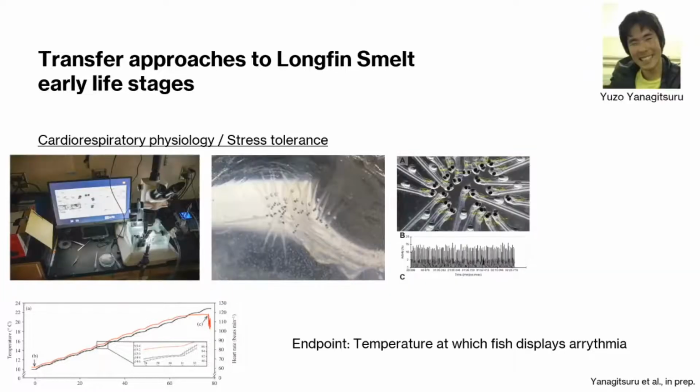So Yuzo and I developed a setup to benefit from the fact that the Longfin Smelt larvae are translucent, and that we can therefore record videos of the heart using a camera and a scope. The videos we record are then analyzed with software that automatically counts the heartbeats, allowing us to measure the capacity of larvae to increase their heart rate with the temperature.